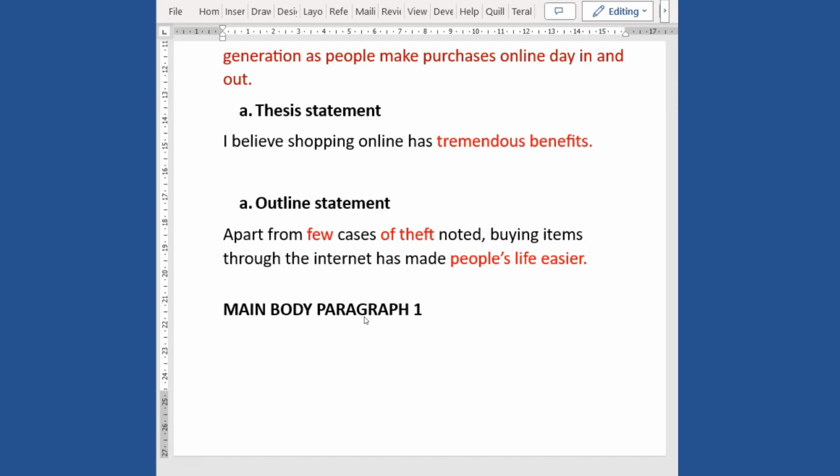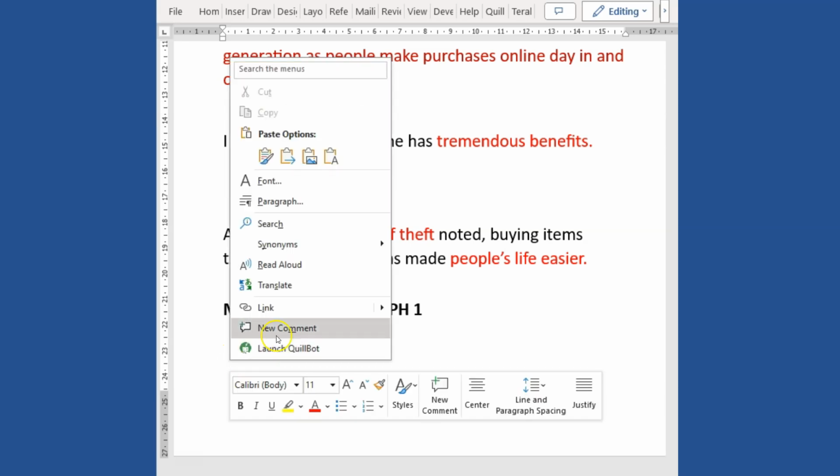Okay, so I have two ideas here. In the disadvantages, I'm going to talk about theft online, and in the advantage, I'm going to talk about how the internet makes people's life easier. When I'm dealing with the main body paragraph, I'm going to outline the view, I'm going to explain, and I'm going to give supporting details or supporting ideas through an example. So let's look at the first one, which is how I'm going to outline the view, or how I'm going to write my topic sentence. Let's start with the topic sentence.